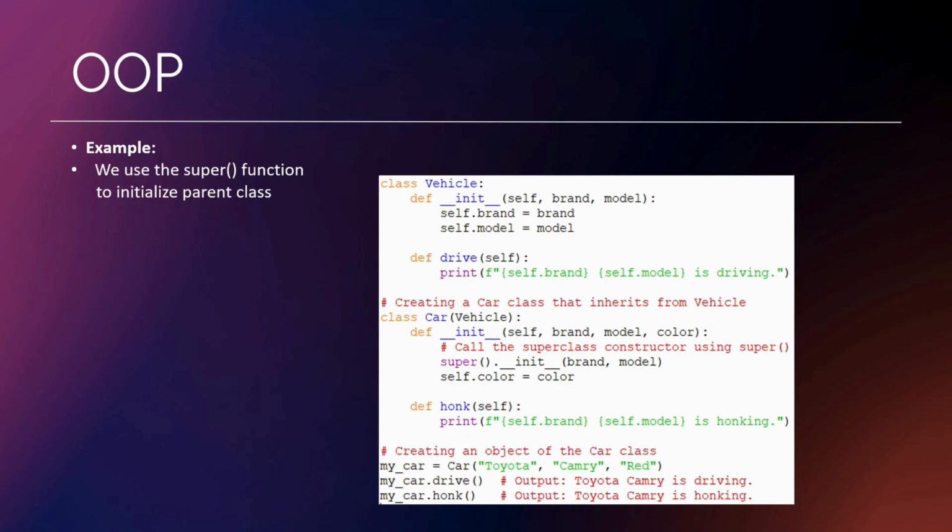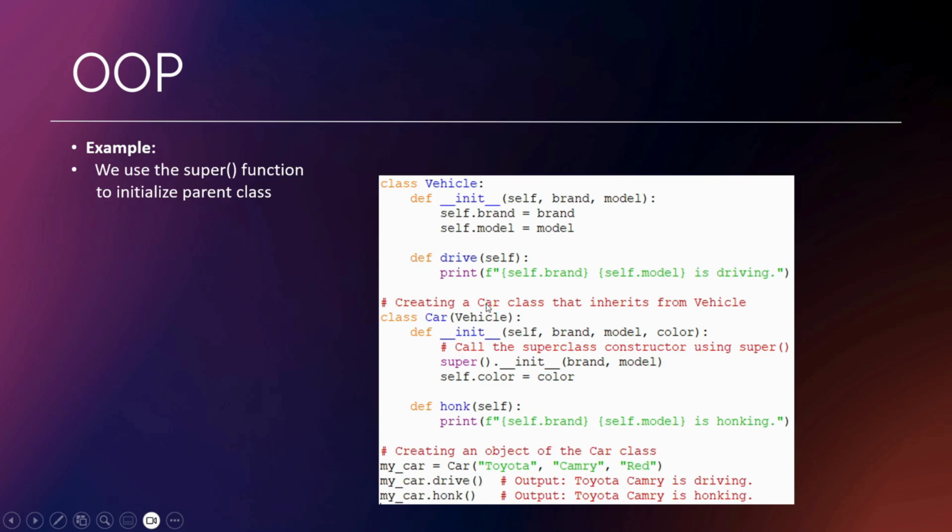So here is an example. Let's say we have a vehicle. It has a model and a brand. But let's say for the car, we want to keep the color different. We want to keep the color separate. So we create the child class, which is called car, and it is inheriting from the class vehicle.